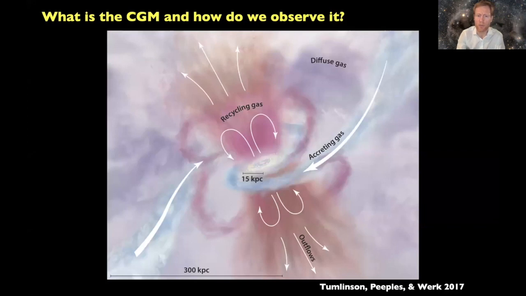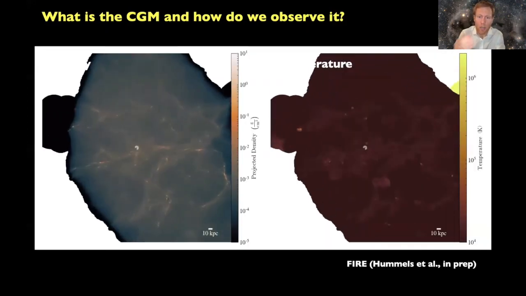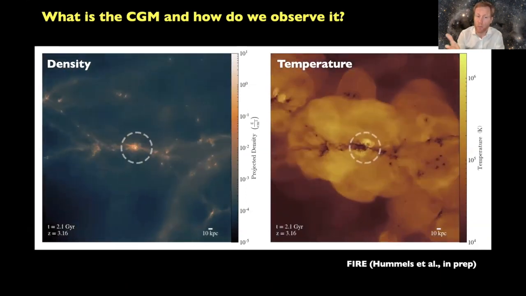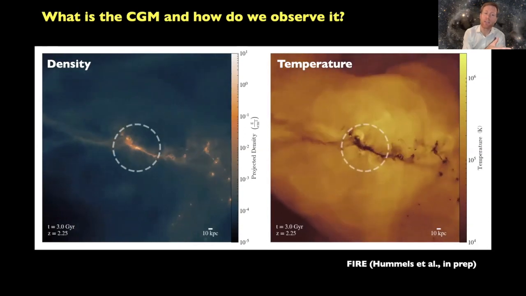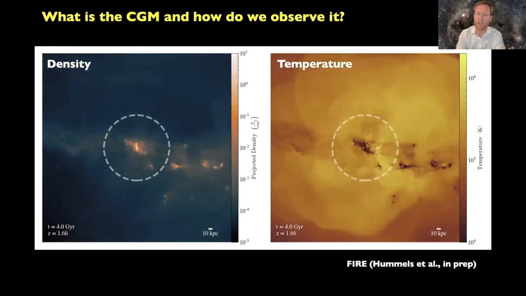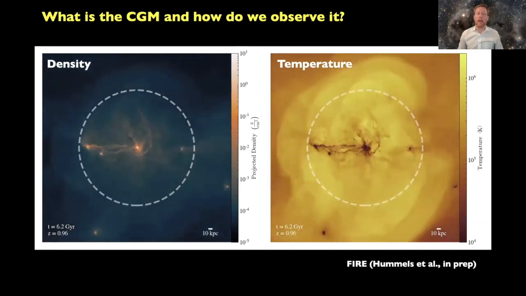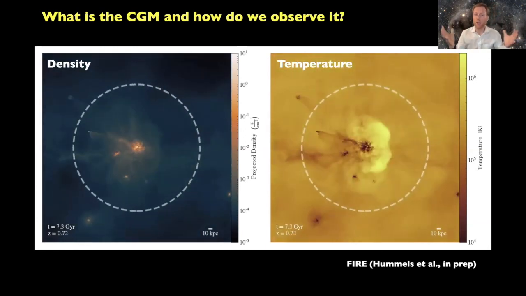So much of observations of this are very challenging. So this is a simulation, one of the FIRE data sets that I've processed using yt. On the left side, you see the density of the gas. On the right side, you see the temperature of the gas. This is evolving from just after the Big Bang to present. And the circle represents the virial radius for this halo.